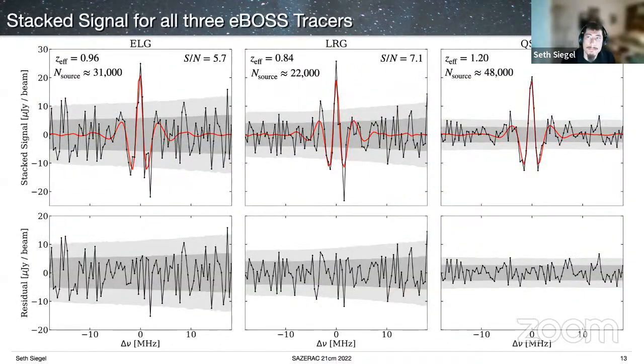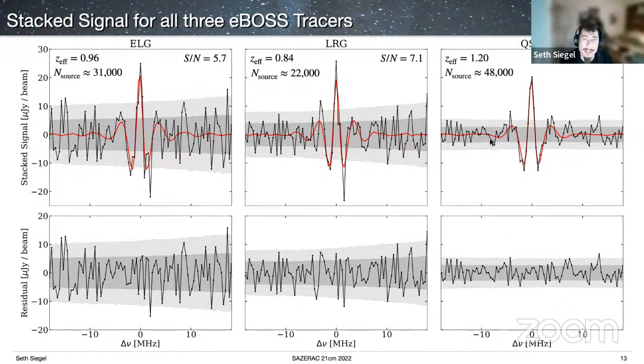So here, the top rows display the stack signal along the frequency axis or line of sight direction. For the ELG, LRG, and quasar catalogs, we have a clear detection for all 3 tracers. The dark gray and light gray contours indicate the central 68 and 95% of values observed when stacking the map on 10,000 random mock catalogs and are used to represent the noise in the stack.